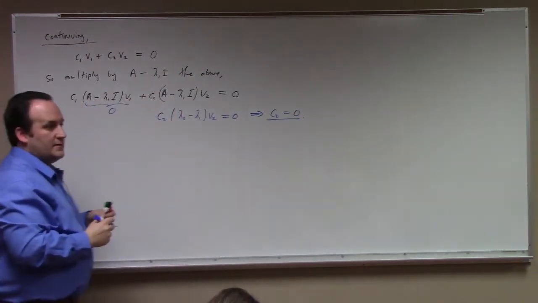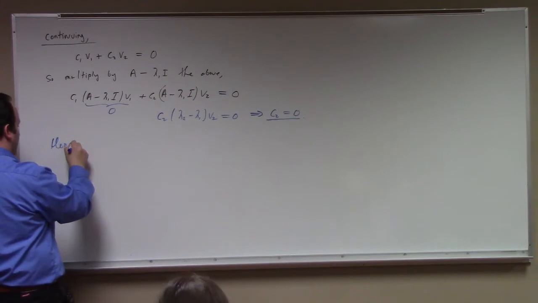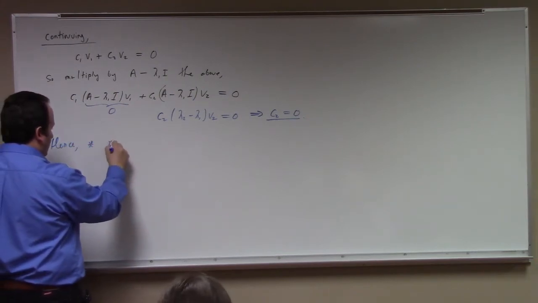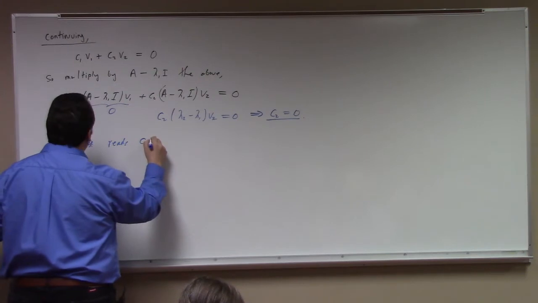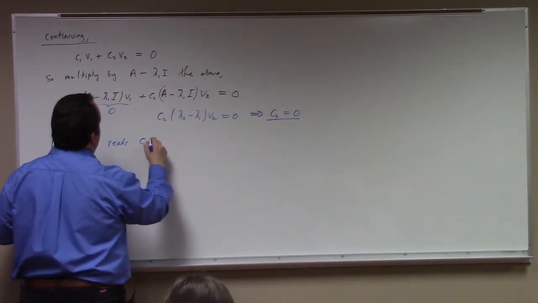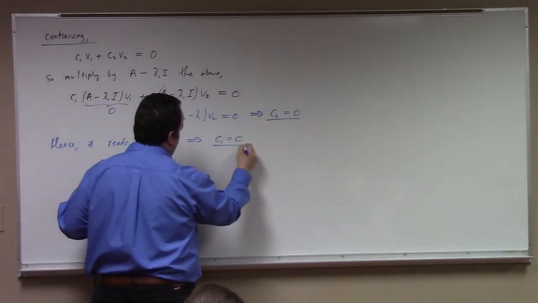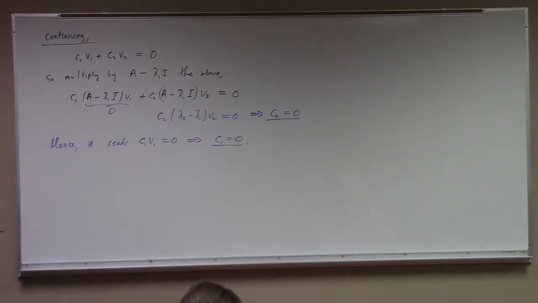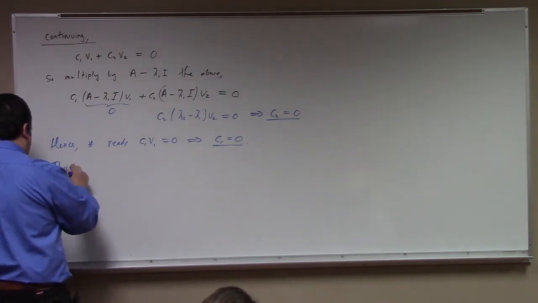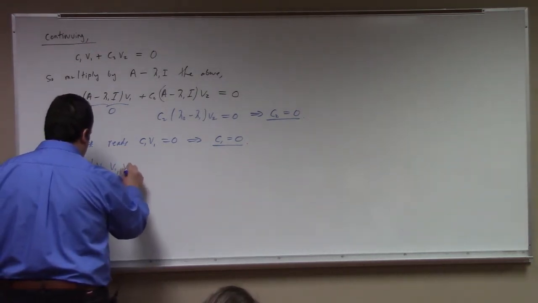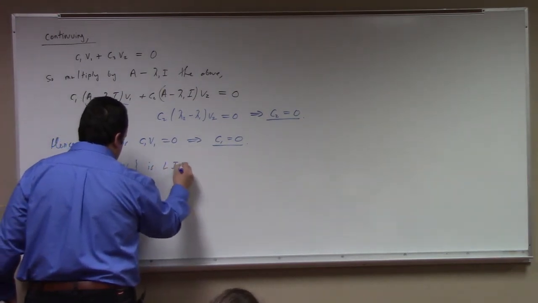Hence, star reads c1 v1 equal to 0, which of course then implies c1 equal to 0. So we have shown that setting the linear combination of eigenvectors with distinct eigenvalues to 0, through a straightforward series of calculations, implies that all the coefficients are 0. Thus, v1, v2, v3 is linearly independent as advertised.